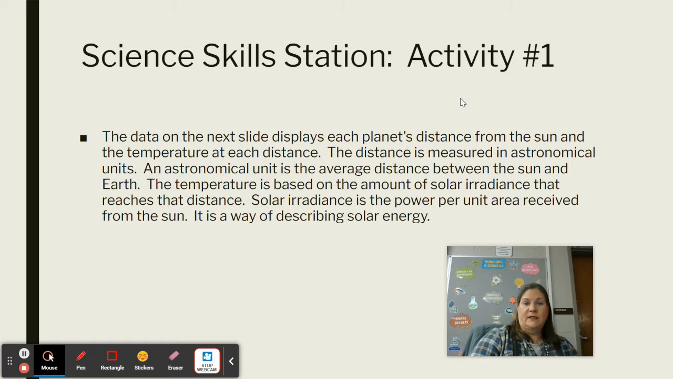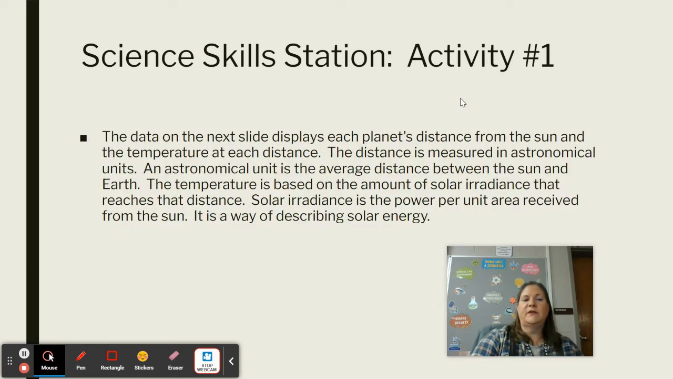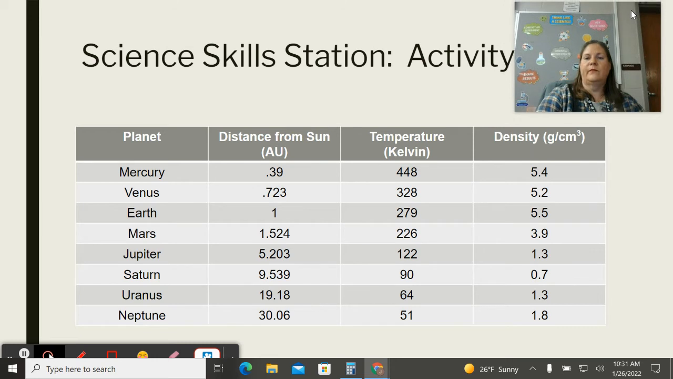So you have data on the next slide. I'll go ahead and go to that and come back. That tells you the planet's distance from the sun and the temperature at each distance. The distance is measured in astronomical units, and this is the average distance between the sun and Earth. We apply this to other planets based on Earth's distance from the sun. So it may be a fraction of that amount, or it may be a multiple of that amount. The temperature is based on the amount of solar irradiance that reaches that distance. So how much sunlight do we get at that distance? So here's your data table. You can always come back to this slide.